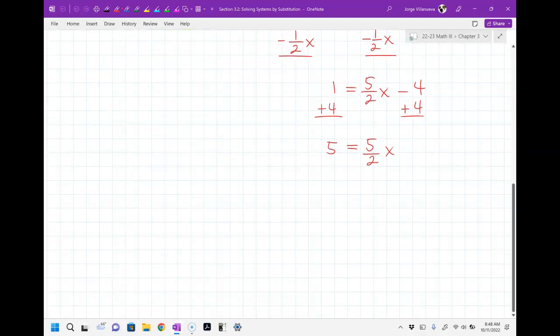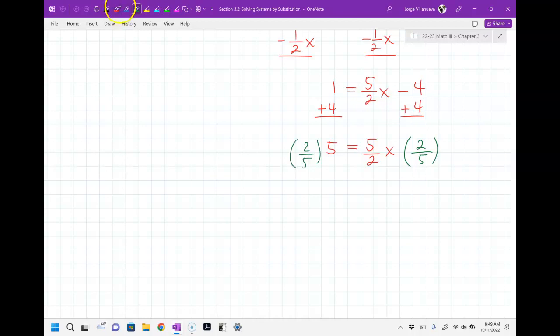Do you guys remember how to get rid of a fraction in front of a variable? We did it in a lesson, maybe 2 lessons ago. I mean, I could divide both sides by 5 halves, but remember I told you, let's try not to divide by 5 halves. There's a little trick. The reciprocal, you multiply by the reciprocal, right? Multiply by 2/5.